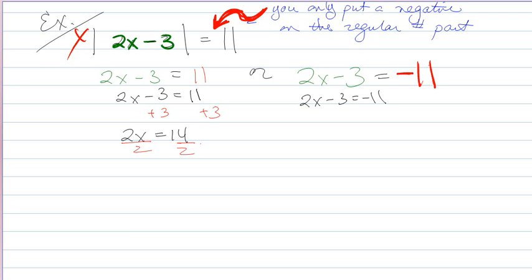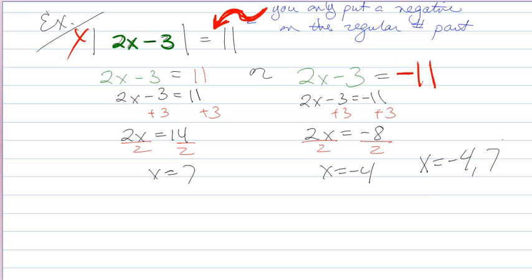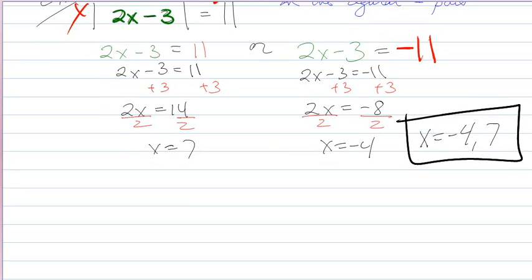Divide both sides by 2 and get x equals 7. And over here we're going to add 3 to both sides and get 2x equals -8. Divide both sides by 2 and get x equals -4. So my solution is x is equal to -4 or 7. Okay, and that's how you solve these problems.